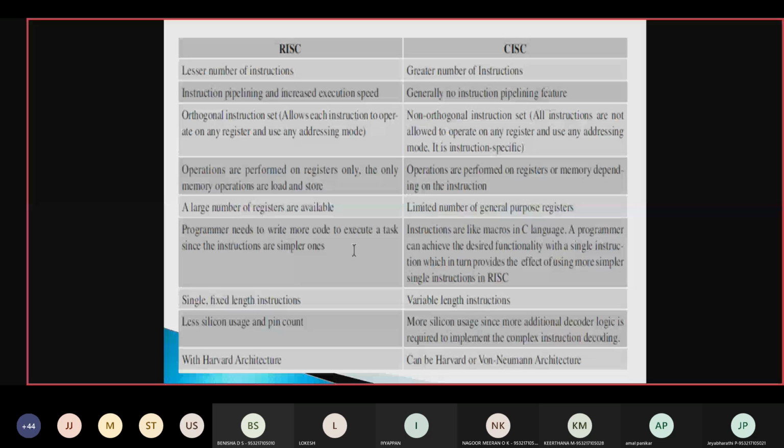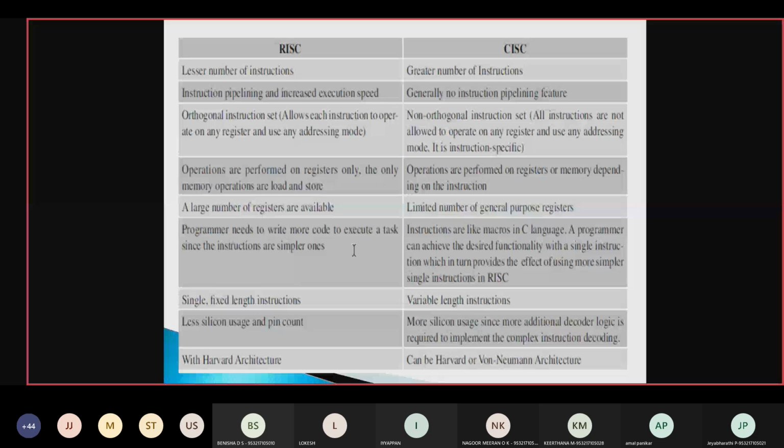If I go for the RISC, reduced instruction set computer, it is going to utilize very little silicon space, so we can have a denser chip. Whereas the CISC is going to utilize more silicon space, because we need additional decoder logic circuits, and we need to implement complex instruction decoding, all those things.